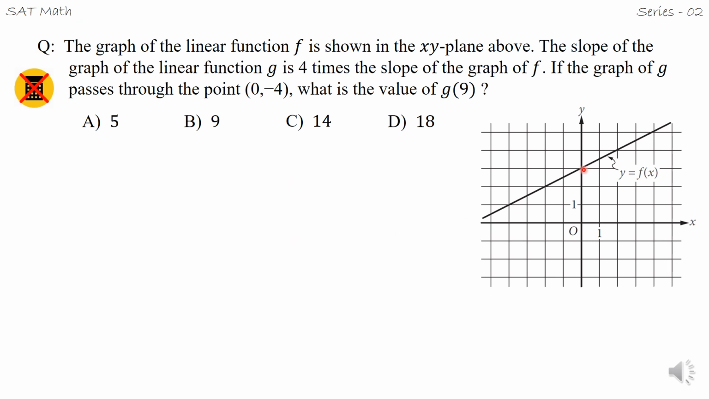Okay, here the graph of a linear function f is shown, and it is given that the graph of another linear function g has 4 times the slope of the graph of f. And if the graph of g passes through the point (0, -4), what is the value of g(9)?